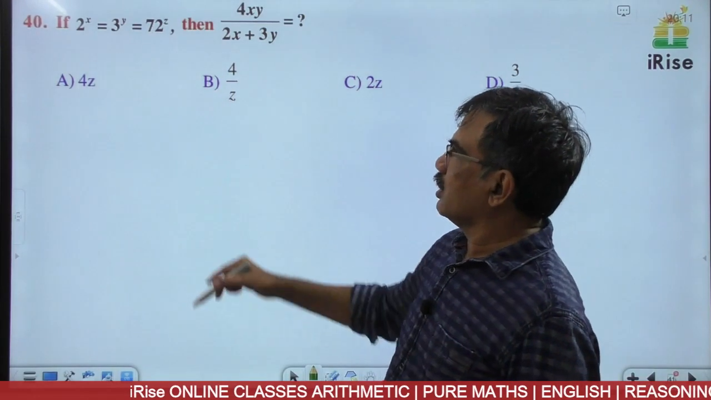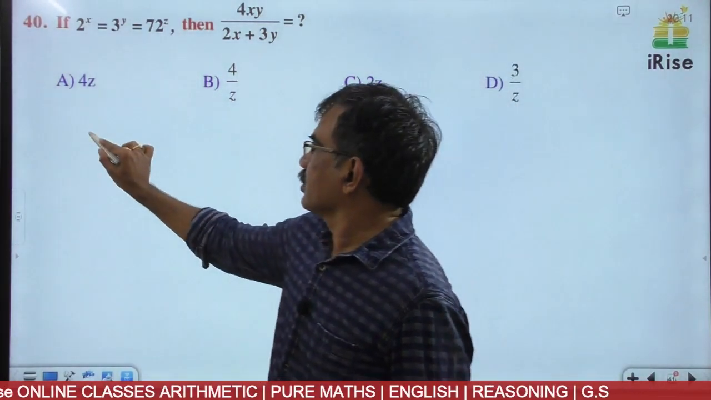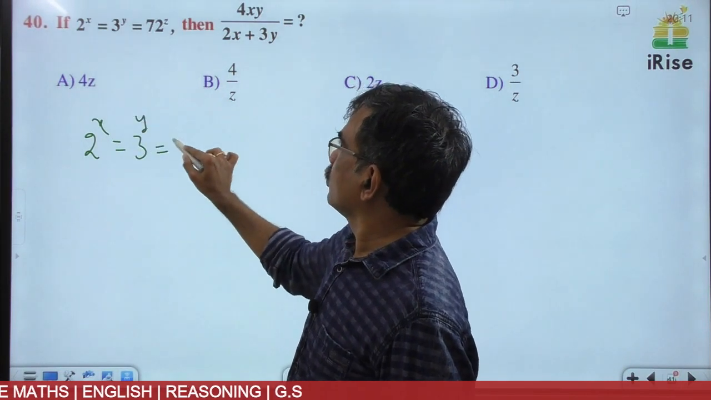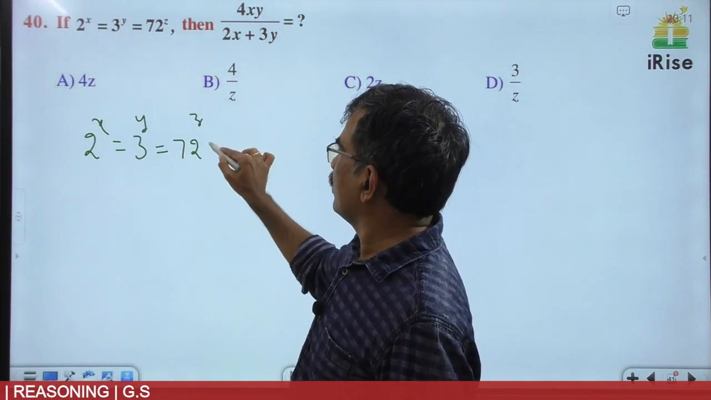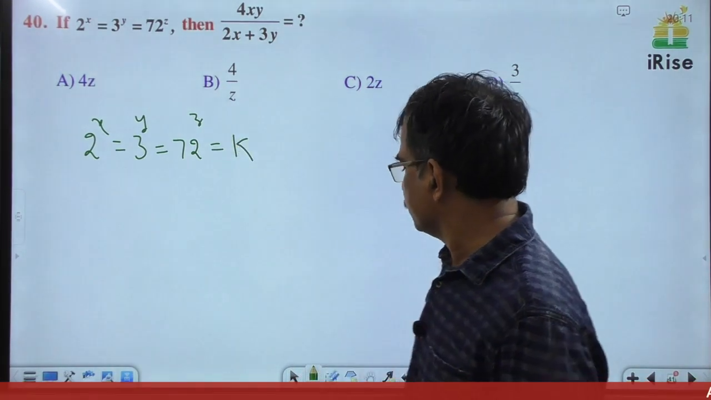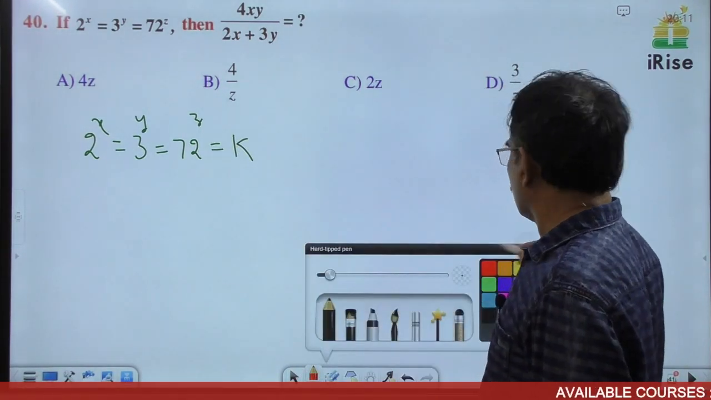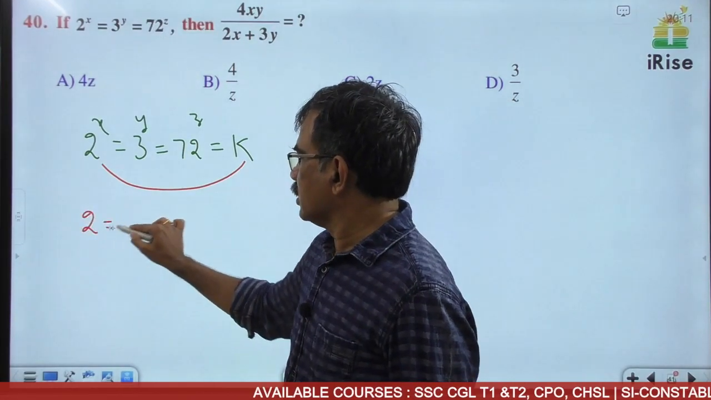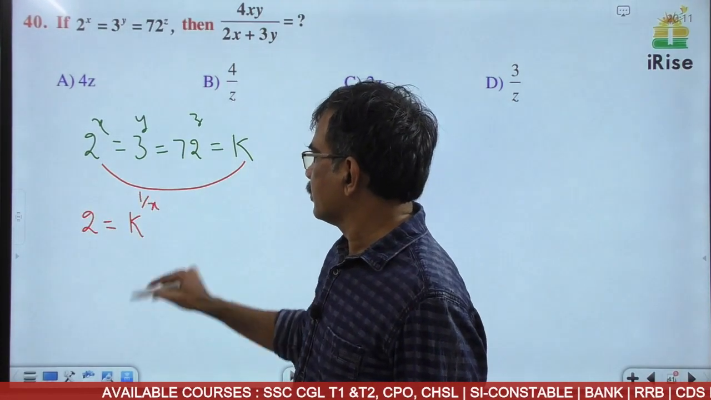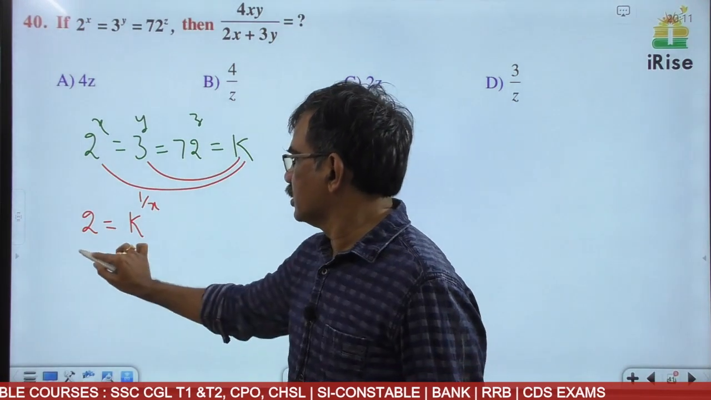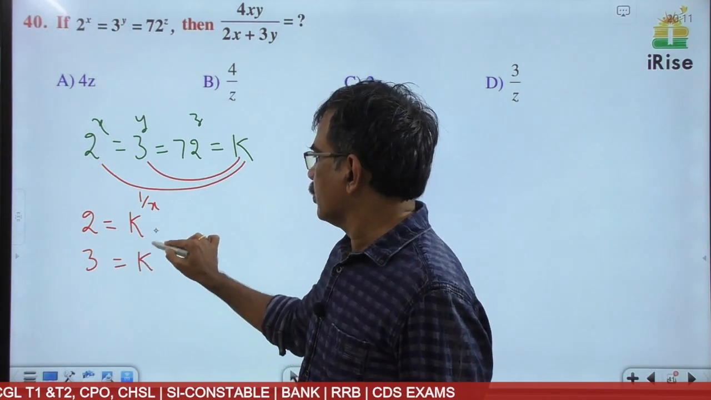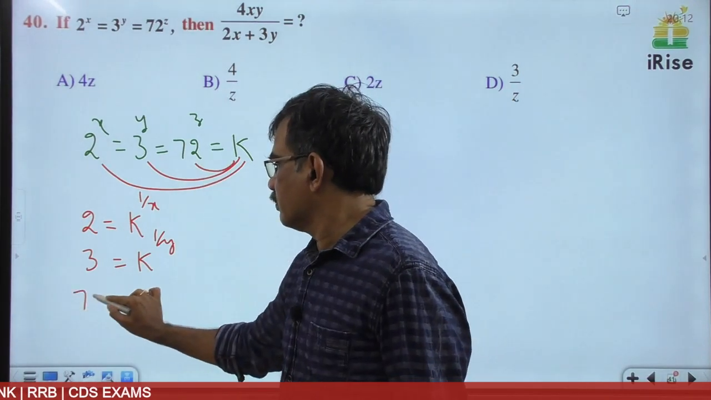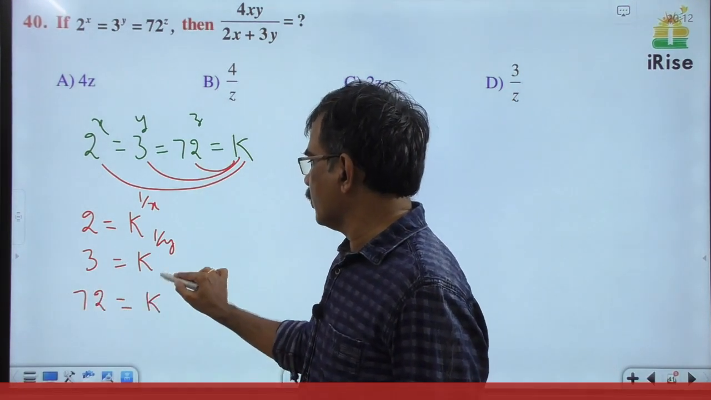This question also was solved previously. 2 power x is equal to 3 power y is equal to 72 power z. I want to consider this as k. Then what we get? Equate these two first: 2 is equal to k power 1 by x. Equate these two: 3 is equal to k power 1 by y. Equate these two: 72 is equal to k power 1 by z.